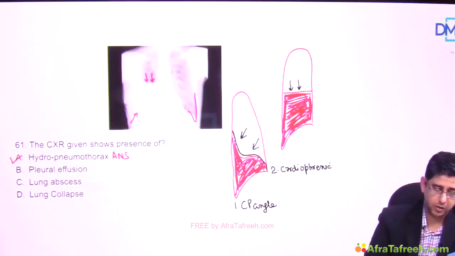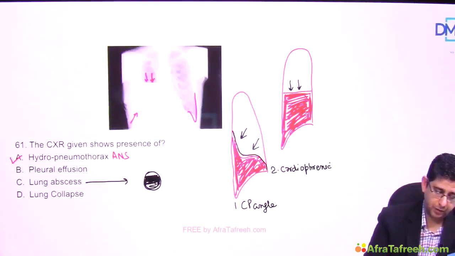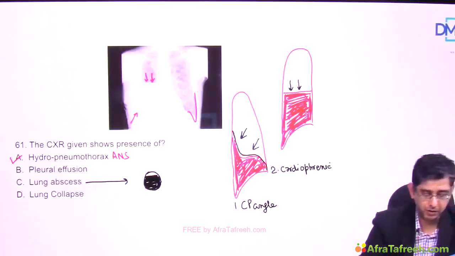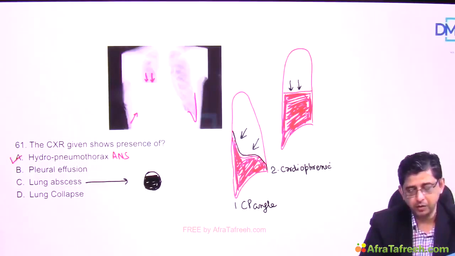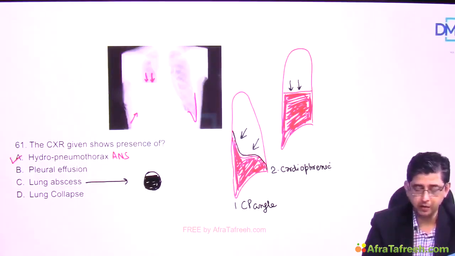Lung abscess will show an air fluid level. Lung abscess will always show pus at the bottom and an air fluid level on the top, so it is unlikely to be a lung abscess, easily ruled out. And when it comes to a lung collapse, collapse will never have such a sharp border as is seen in this particular image. So again, the correct diagnosis by exclusion turns out to be alpha.